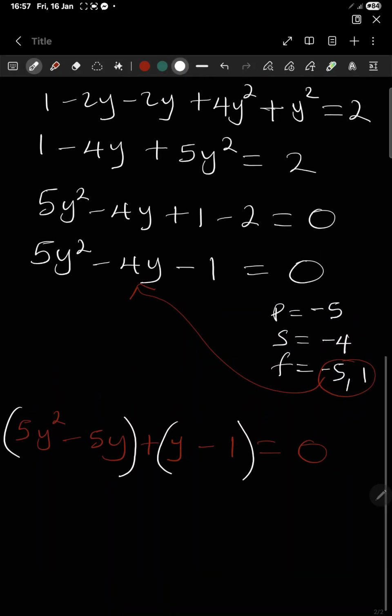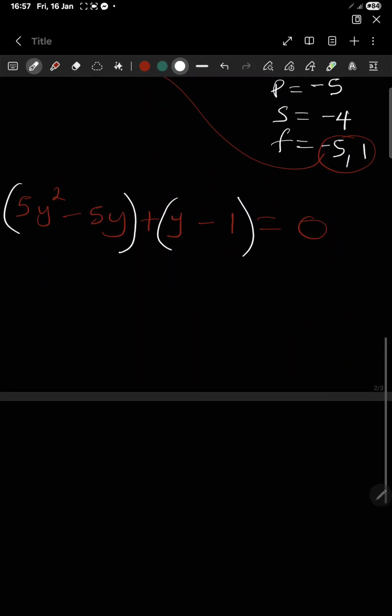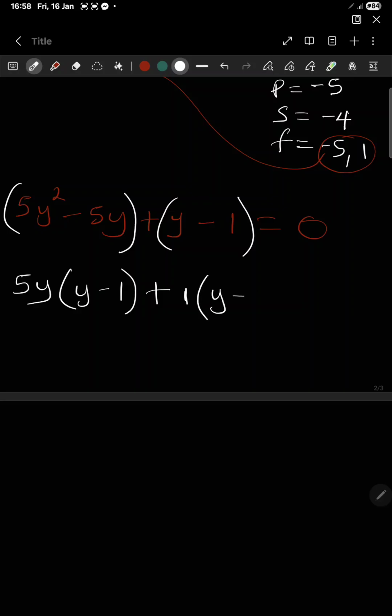So after grouping, what you can simply do is to find what is common here and what is common there. What is common here is 5y. 5y is common, then you are going to remain with y minus 1. Then plus, you also check what is common here. What is common there is going to be a 1. Open, you remain with y minus 1. Then this is equal to 0.